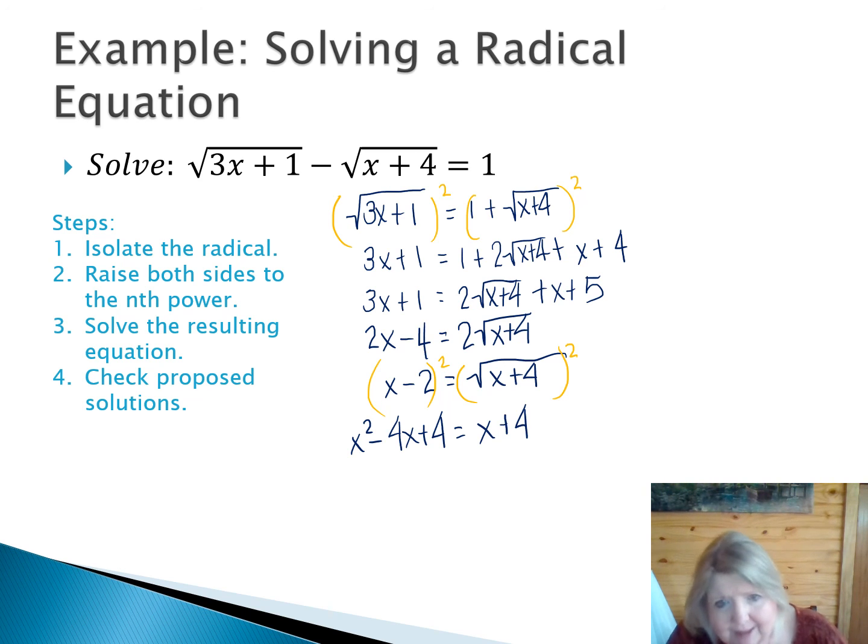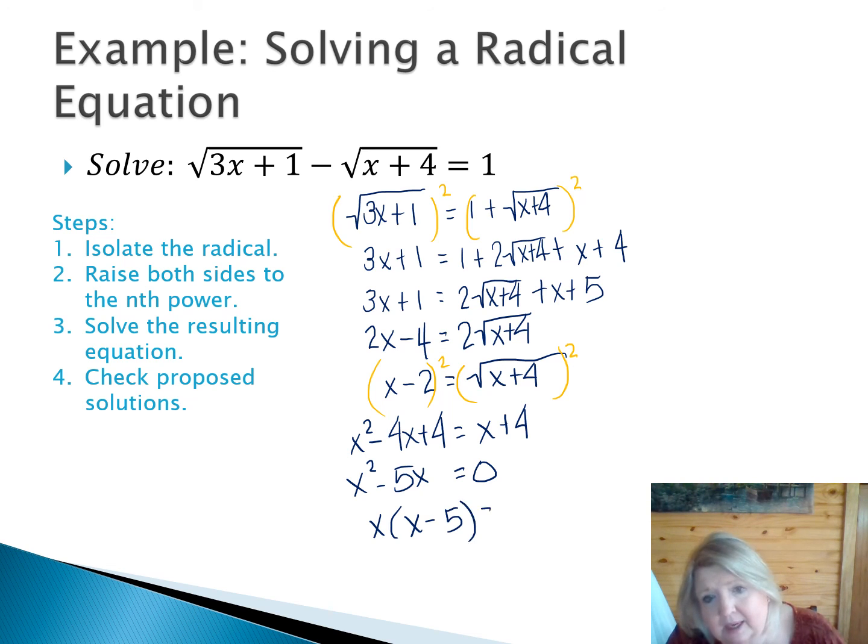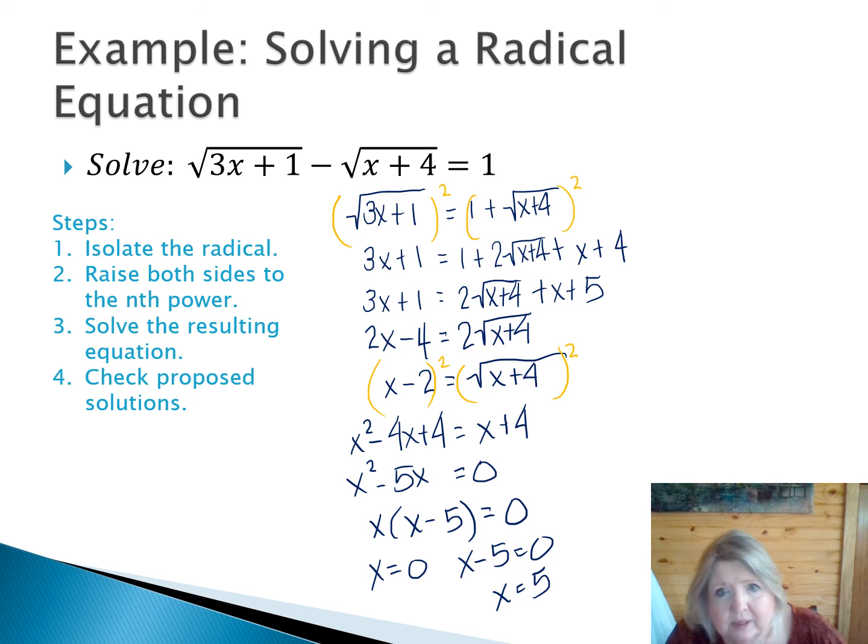So I'm going to subtract x from both sides. And 4 minus 4, oh, that's 0. That's nice. Now I can factor this easier. Take out a greatest common factor. And he's completely factored. So x is 0, or x minus 5 is 0, in which case x is 5. Now, I've got to check them out. So I come back to the initial one and I start with 0, simply because 0 is my first listed answer.